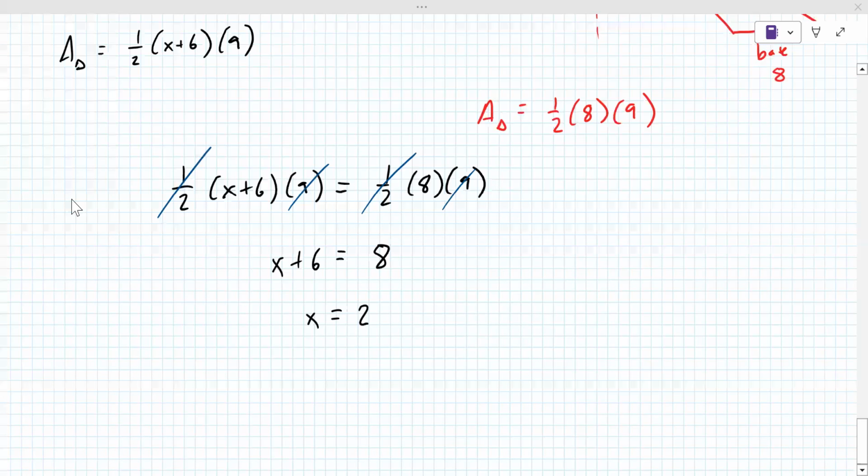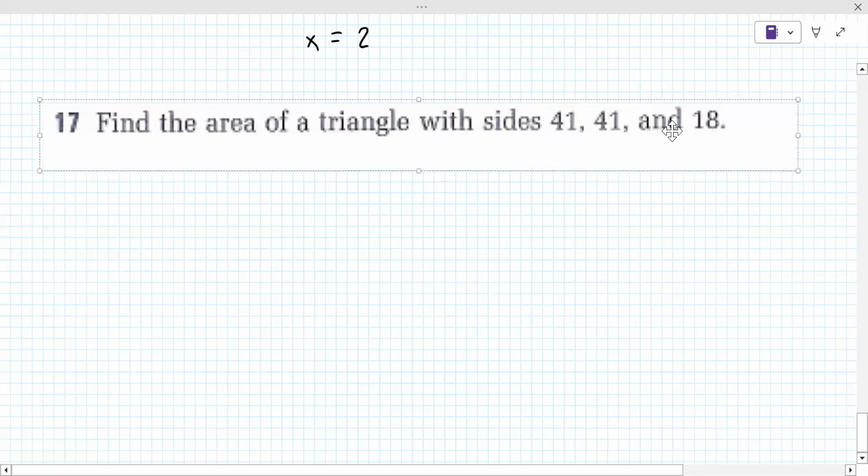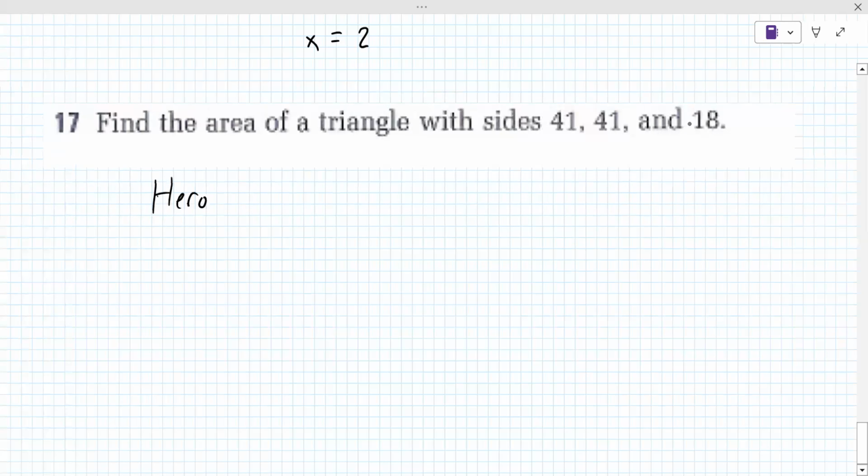All right. Find the area of a triangle with sides 41, 41, and 18. This sounds like Hero's formula or Heron's formula. I keep forgetting this one. This is where I always mess up. This is actually one of the few I don't know off the top of my head. I know it involves the half perimeter.